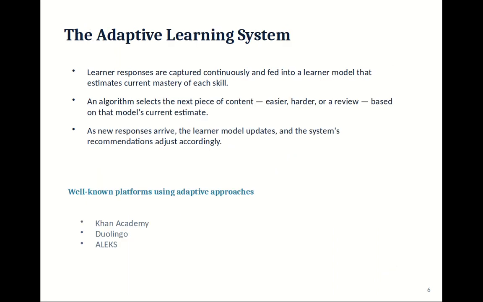The adaptive learning system. Learner responses are captured continuously and fed into a learner model that estimates current mastery of each skill. An algorithm selects the next piece of content, easier, harder, or a review, based on that model's current estimate. As new responses arrive, the learner model updates and the system's recommendations adjust accordingly.